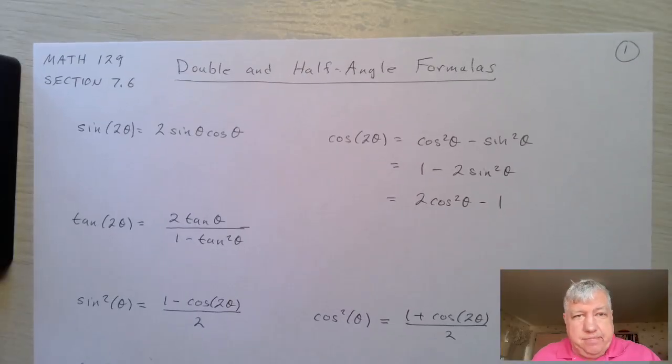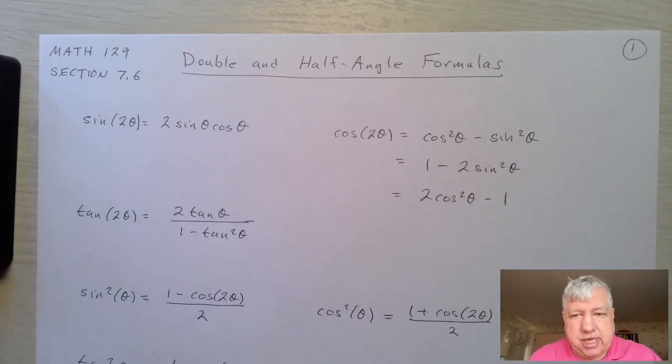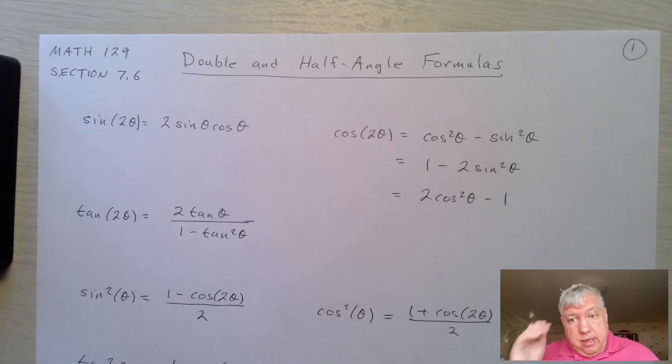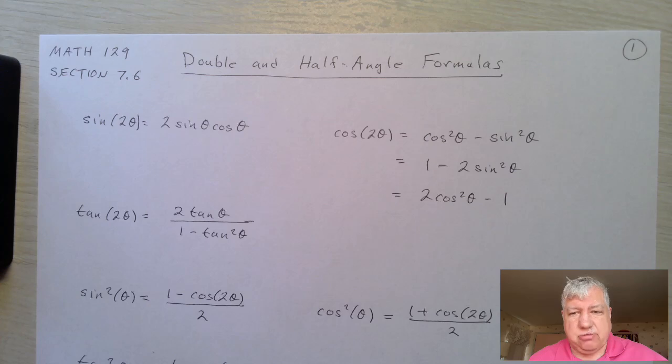Okay, hello everybody. So we're beginning a new section, which is really a continuation of the previous section, but we're going to derive and use what we call the double and half angle formulas in trigonometry. And again, this is the point where students tend to kind of hate trigonometry because there are so many formulas.